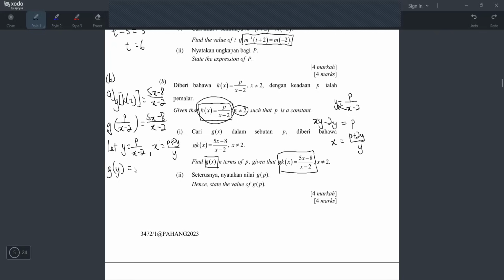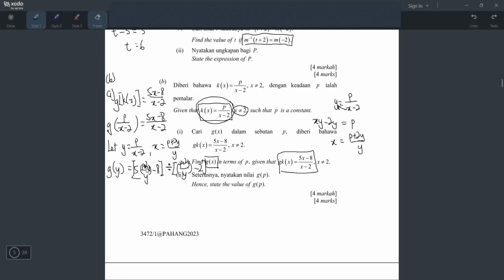And what happens to the 5x minus 8 over x minus 2? What happens to this? The x also has to change to p plus 2y over y, okay? But why I write like this is because I realize this is a fraction, and then here also got fraction. That's why I use the primary school way to write the divide, instead of writing this whole thing down here, because it will look very messy if I do that.